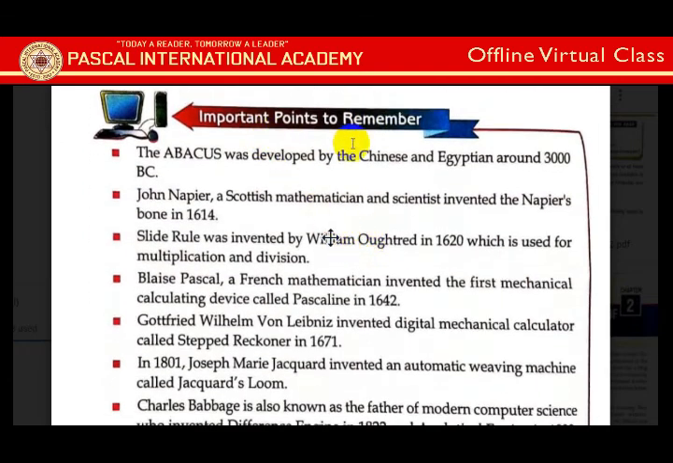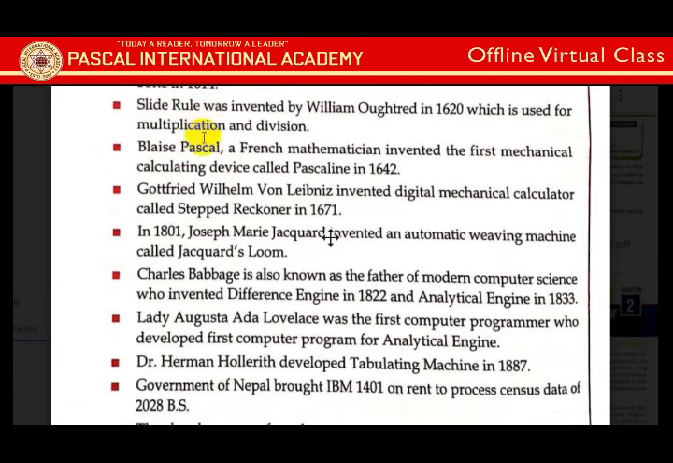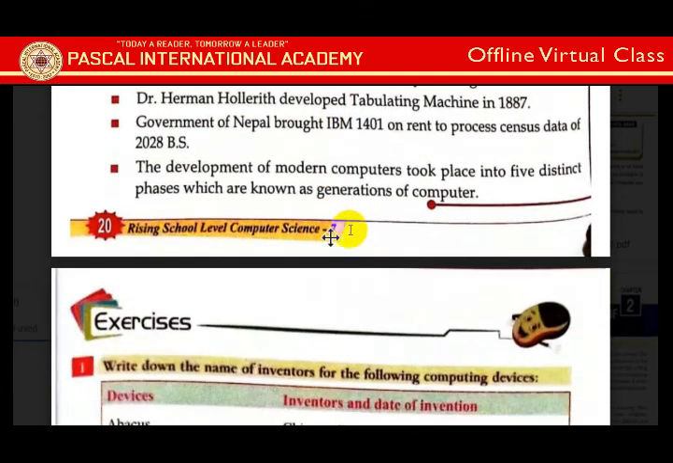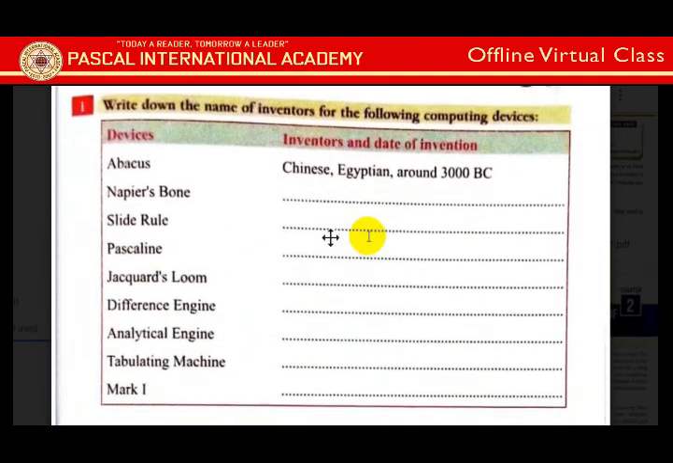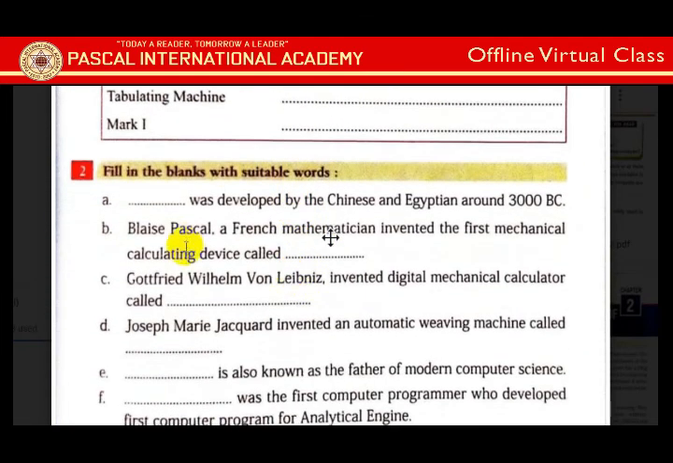Now let's go to the important points to remember. You just read this. This is the short one-line description of whatever was read before. Now let's go to the exercise. Number one, write down the inventor of the Abacus. Who invented it? Chinese and Egyptians in 3000 BC. Napier's Bones, who invented this? John Napier. Likewise do all of these, fill in the blanks.